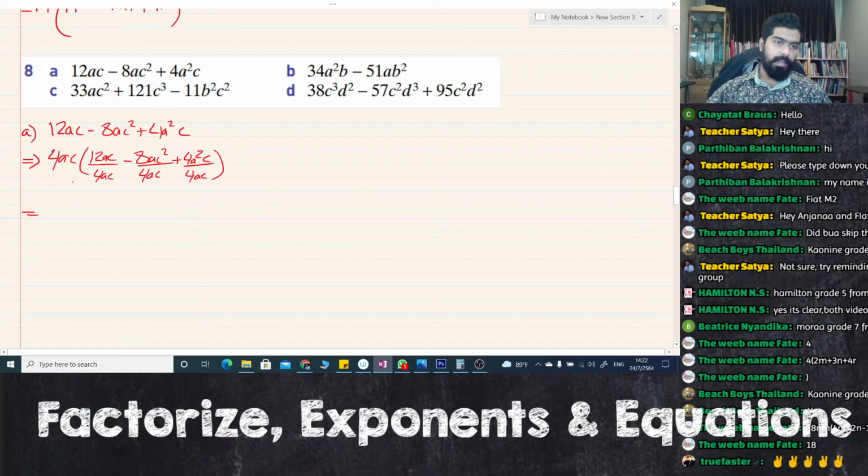All right, so the final answer we have here is 4AC in front of the brackets, right? And inside the bracket, this AC and AC will simplify, which would leave us with 3, minus 2C, right? And plus, 4 and 4 will simplify, which will leave us with just A, right guys? So this would be our final answer.